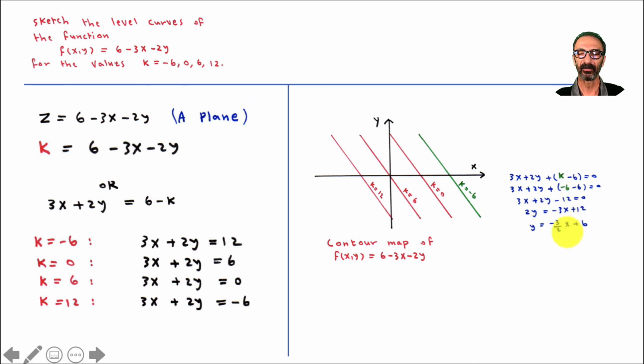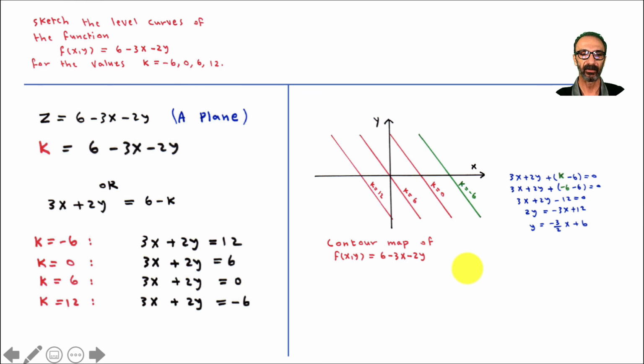Rearrange and make it slope intercept form if you want to. It's a slope of negative 1.5 and a y-intercept of 6. 12 over 2, which is 6, looks like a b. All these will be the same slope. These are the same slope, as you could see. 3x plus 2y, 3x plus 2y. They have the same slope.